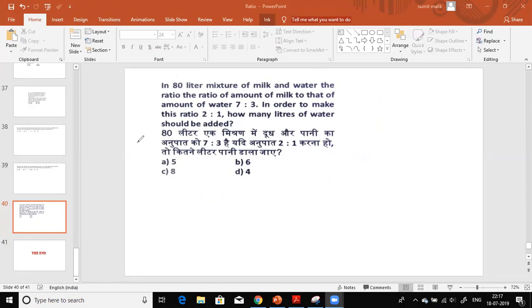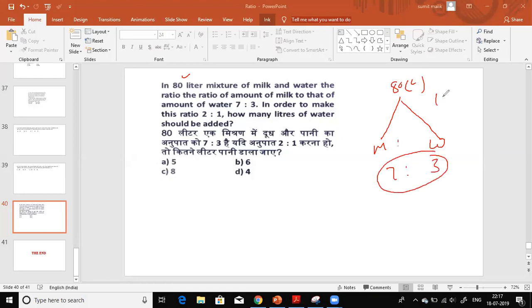Okay, 80 liter of mixture, milk and water in the ratio of 7:3. So total how many parts? 10 parts. 10 parts will represent 80, so one part will represent 8. So milk how many parts? 7. 7 parts will represent 56 and 3 parts will represent 24. It means milk is 56 liter and my water is 24 liter.